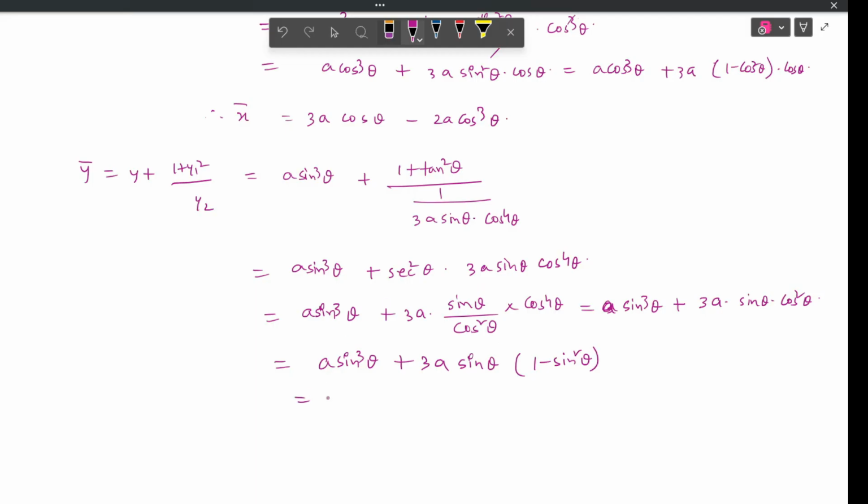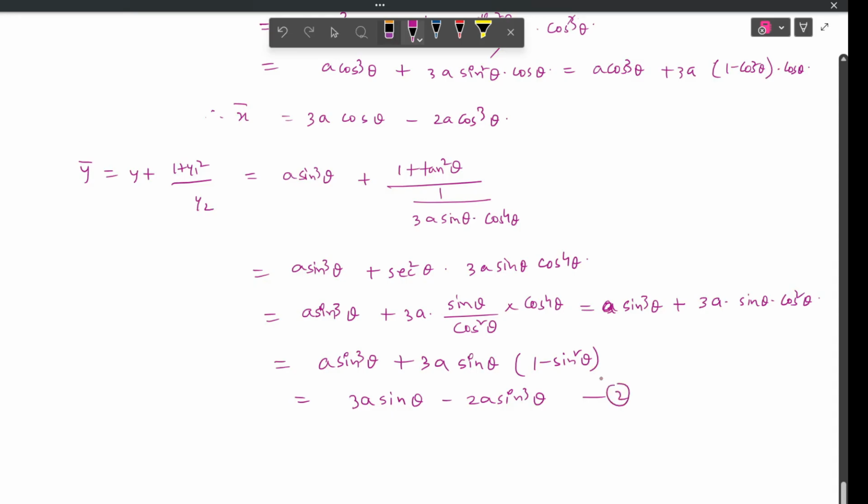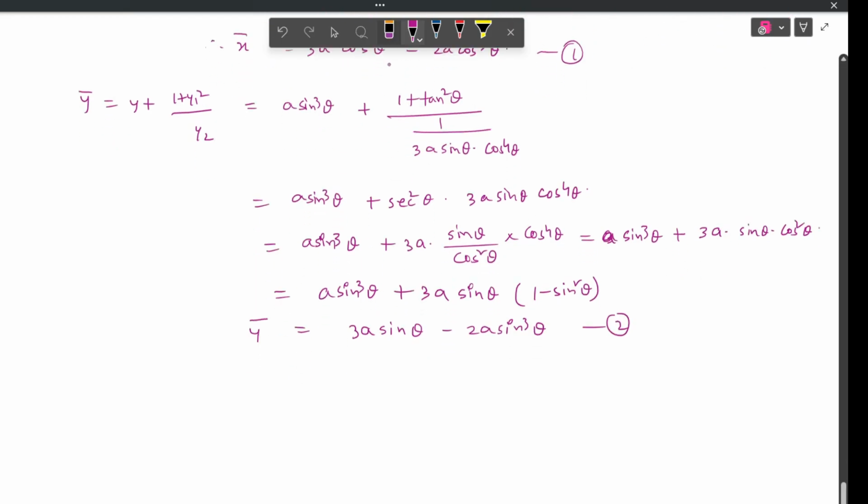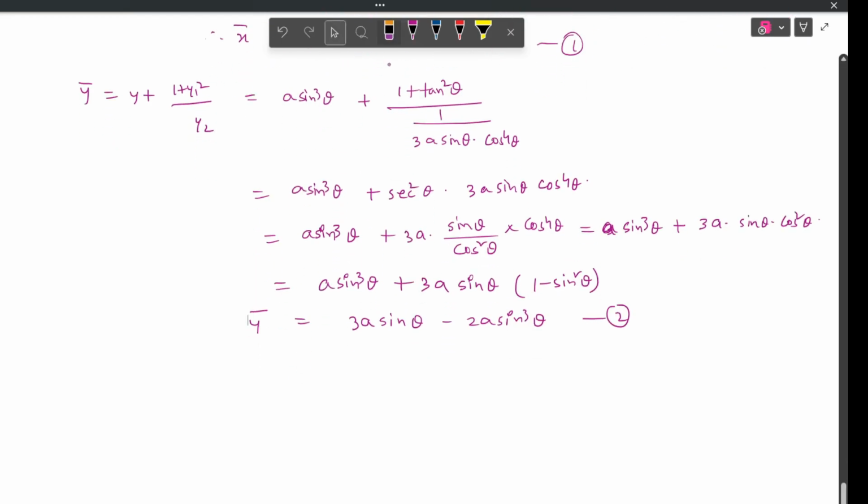So it would be 3a sin theta minus, this is 3a sin cube theta, and this is a sin cube theta, so it would be minus 2a sin cube theta. So let us say this is equation number 2, this is equation number 1. Now what we have to do, we have to eliminate theta from 1 and 2. So let's add 1 and 2.